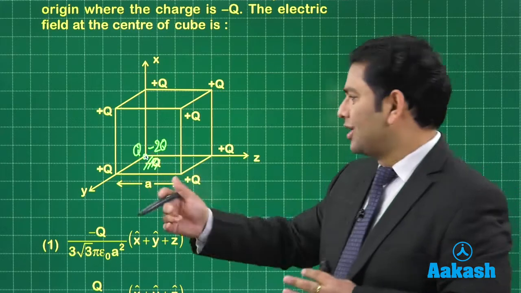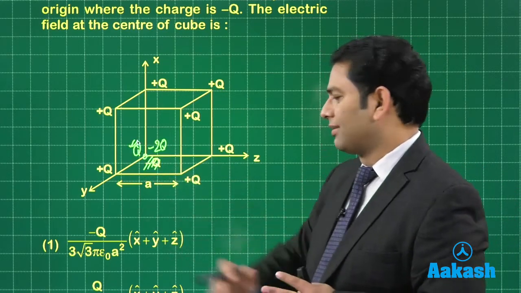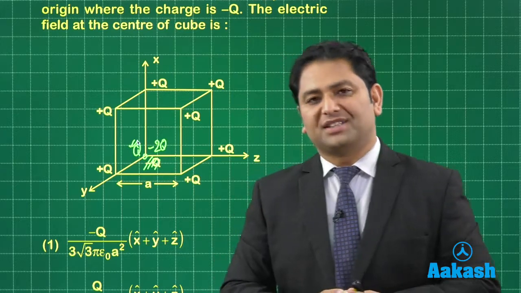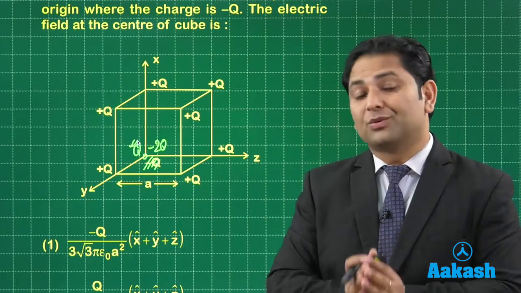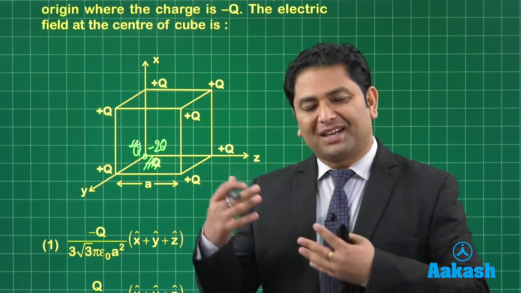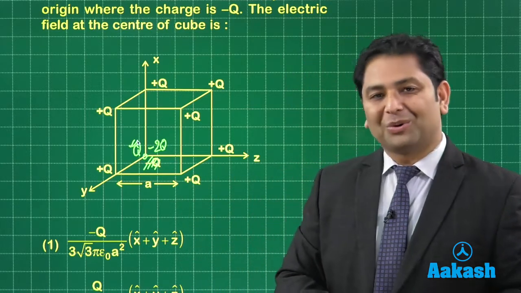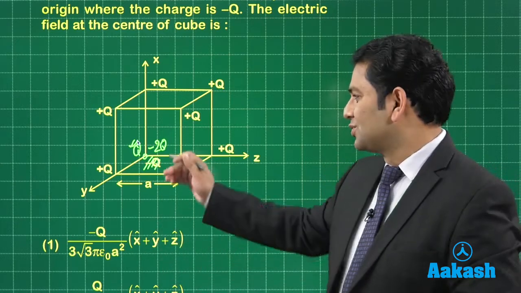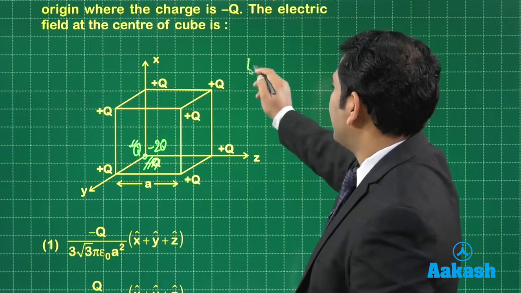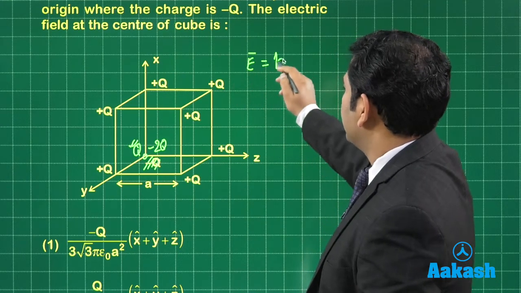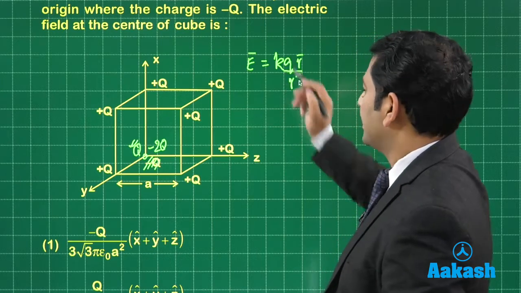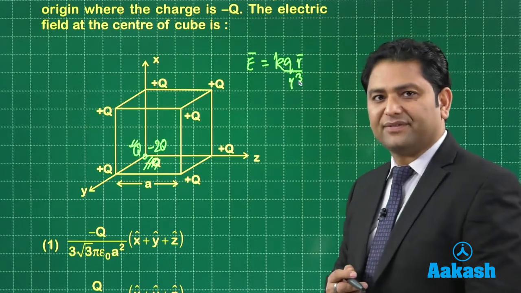So when I say all q, you've got to include this one too. So all those 8 charges of q each at the vertices, the electric field at the center will be 0. How come? By symmetry. So I just need to calculate only the electric field due to minus 2q, and that too vectorially. Now the expression is k q r vector divided by r cube, where this q is sign sensitive, right?